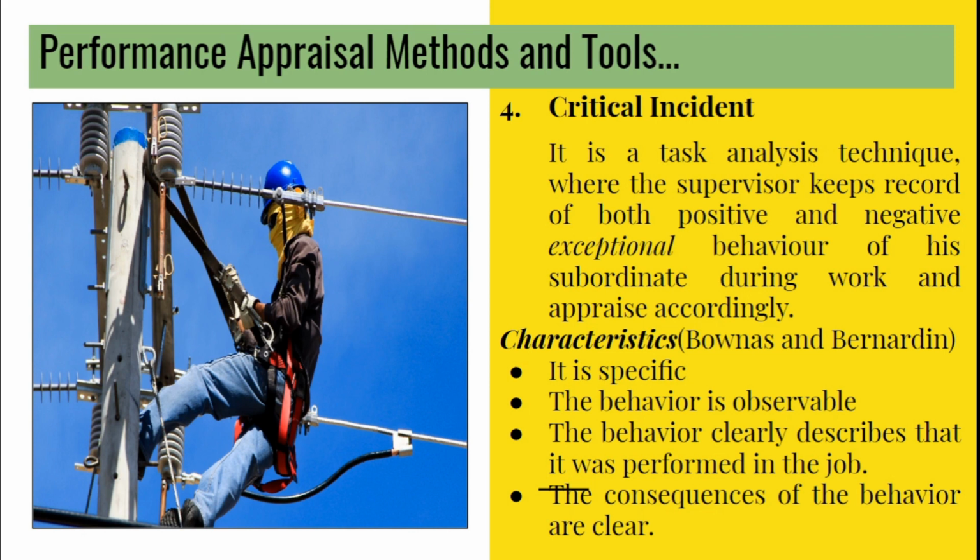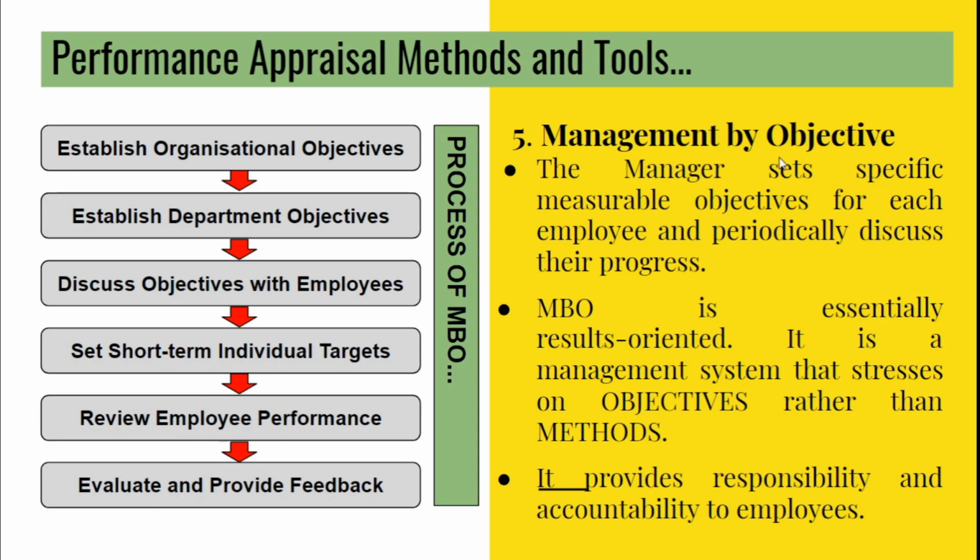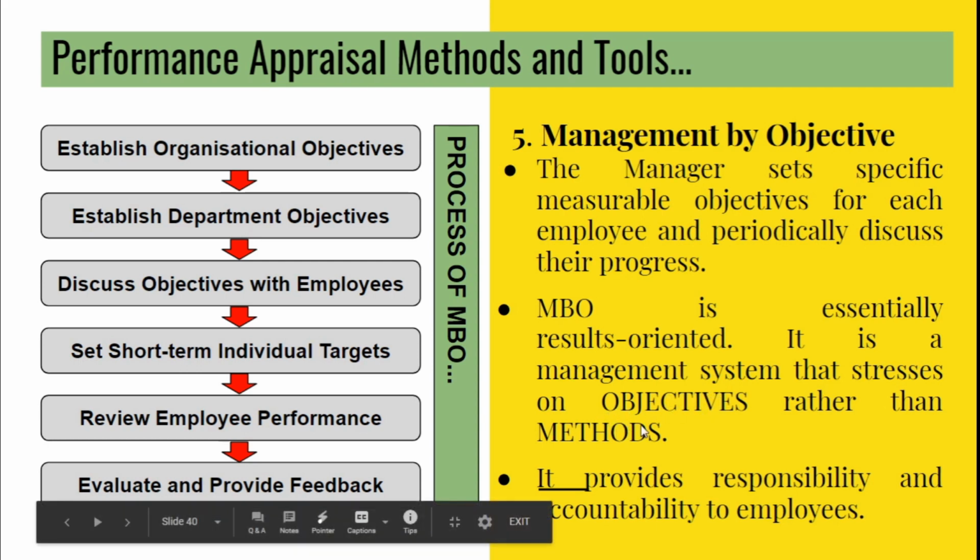The fifth appraisal method or tool is management by objectives. There are three main things when we refer to MBO. The first one is that the manager sets specific, measurable objectives or goals for each employee and periodically discusses their performance in comparison to the objectives set. The second is that MBO is essentially result oriented, or we can say our focus is on the end result or output. Here we say MBO is a management system that stresses objectives or goals rather than methods. Okay, and finally it provides accountability to employees while setting their goals to be achieved.